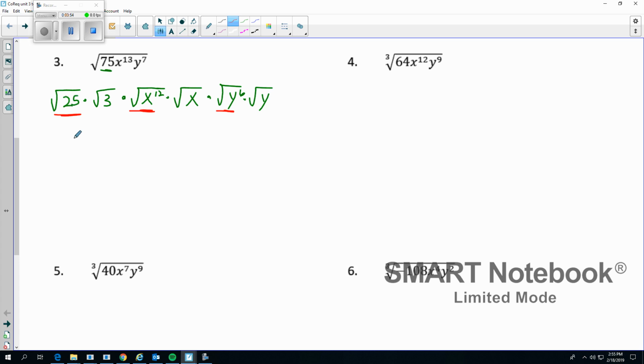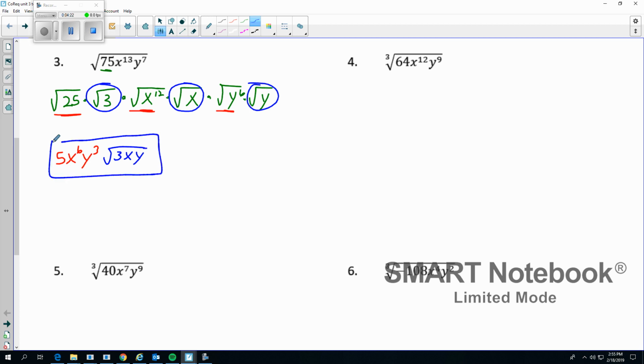So the square root of 25 is 5. Square root of x to the 12th will become x to the power of 6. Square root of y to the power of 6 is going to become y to the power of 3. And what's left behind is the square root of 3, square root of x, square root of y. So I'm going to multiply those all back together and put them under the same radical. So 3xy. And there you go.